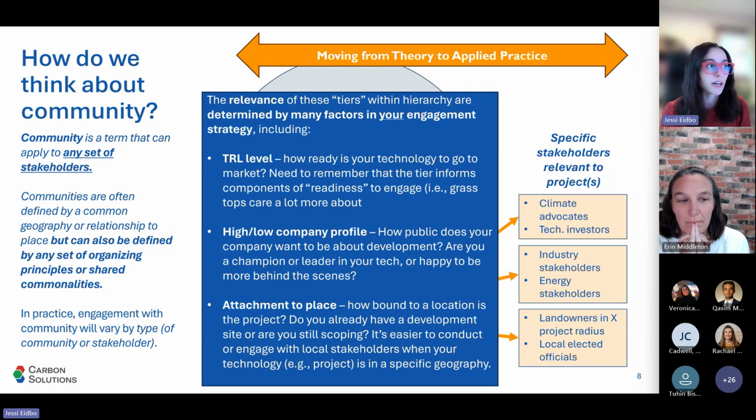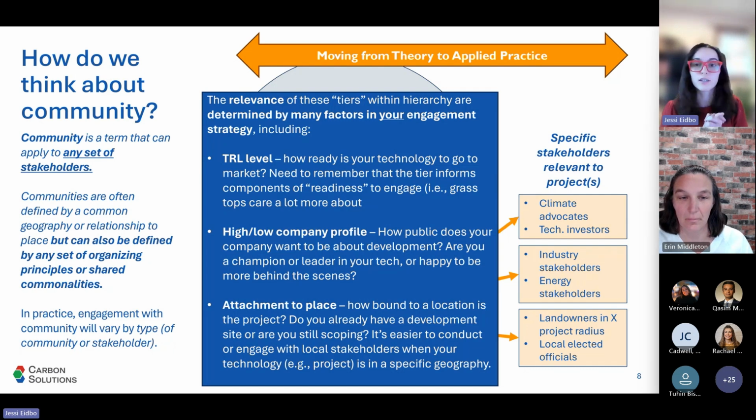And to drive that point home, underscoring that the relevance of these tiers are going to be determined by many factors in your engagement strategy. A couple high-level ones that may be relevant to ask yourself are, what is your TRL level? How ready is your technology to go to market or to become commercial? And the need to remember that the tier of the community may inform readiness for the stakeholders you hope to engage in the exact same way that the readiness of your technology to go to market should be mirrored. So if you have a very nascent technology, right, you're not trying to do extraordinarily in-depth high-level engagement per se. That's one example.